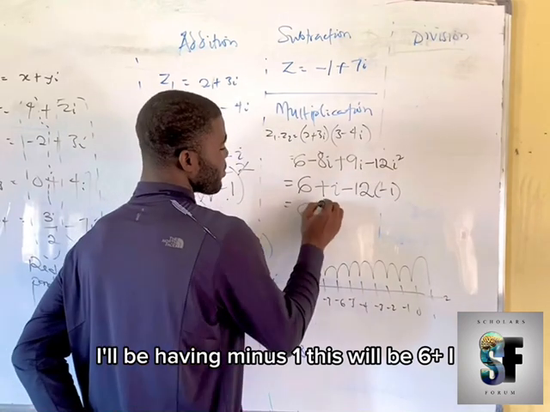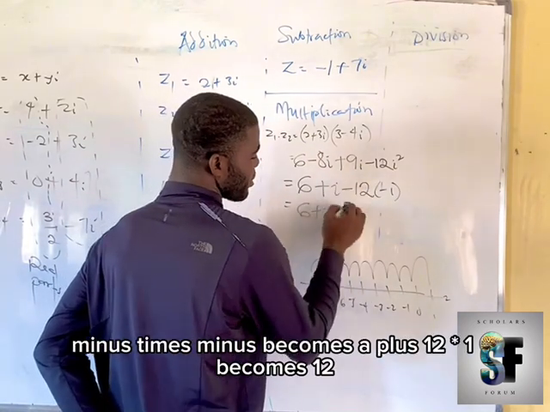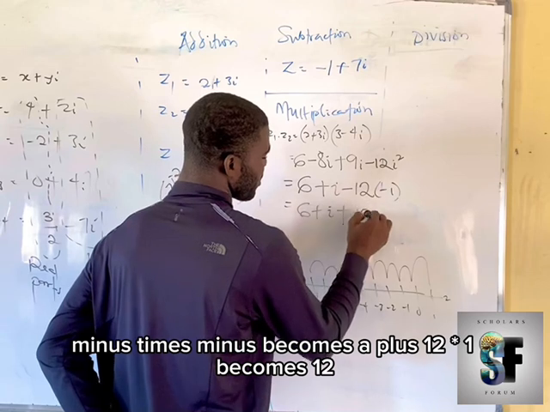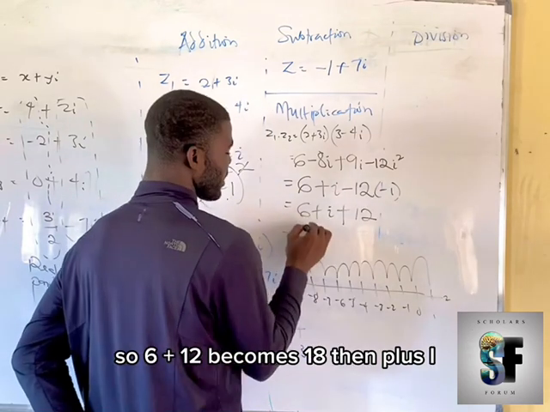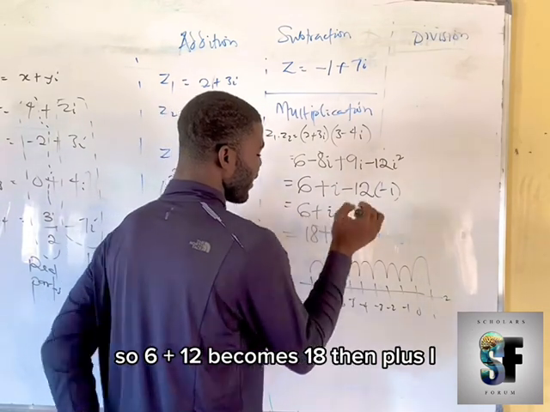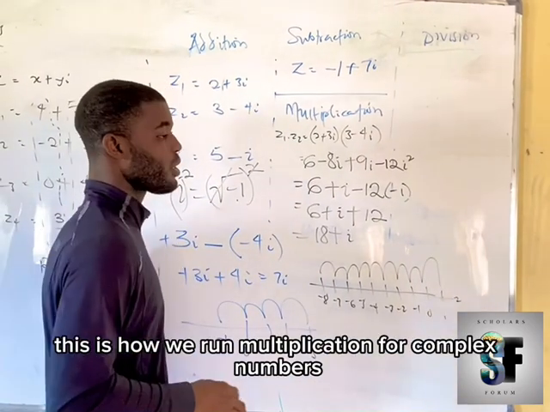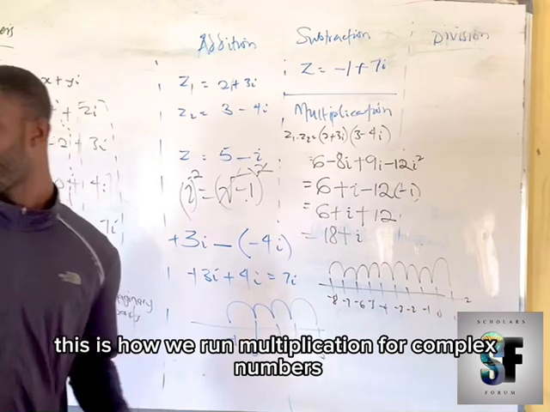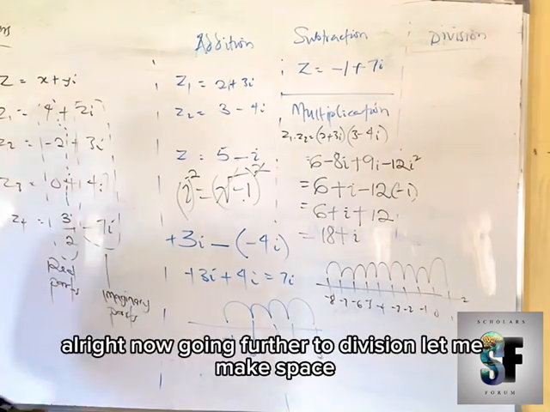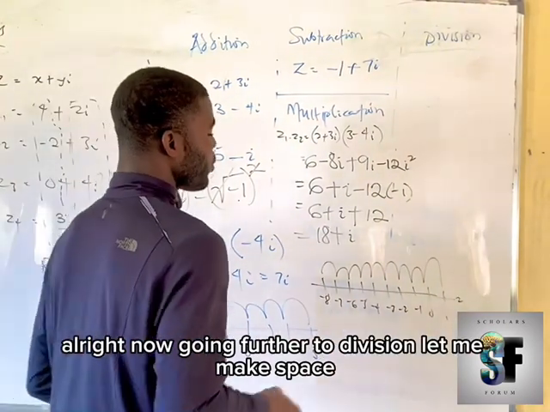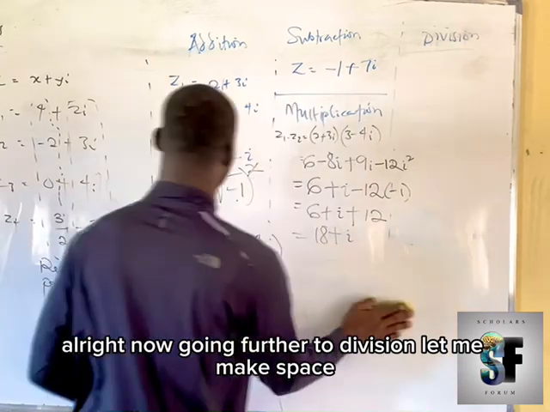So this will be 6 plus i. Minus times minus becomes a plus. 12 times 1 becomes 12. So 6 plus 12 becomes 18. Then plus i. Finally, you have done your multiplication. Now, this is how we run multiplication for complex numbers. Alright, now going further to division. Let me make space.